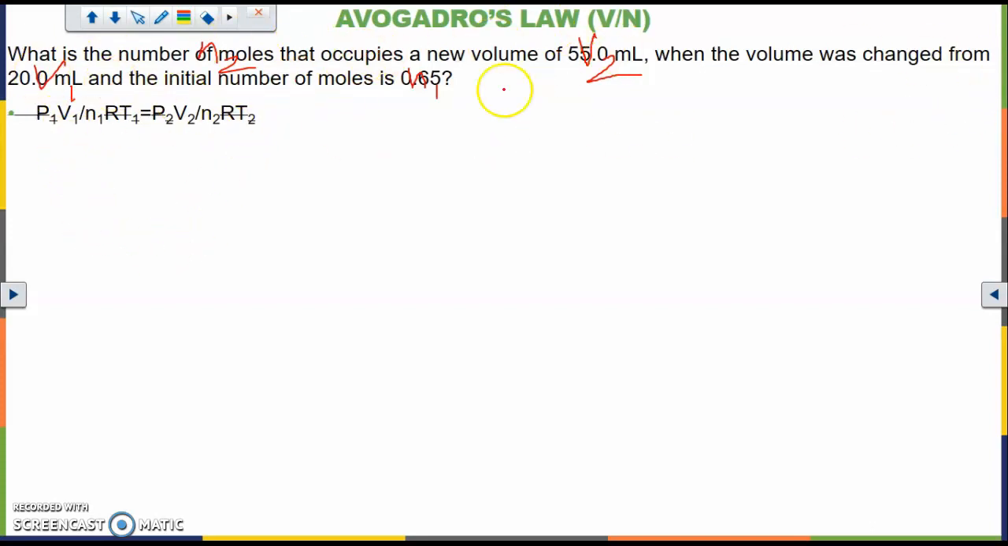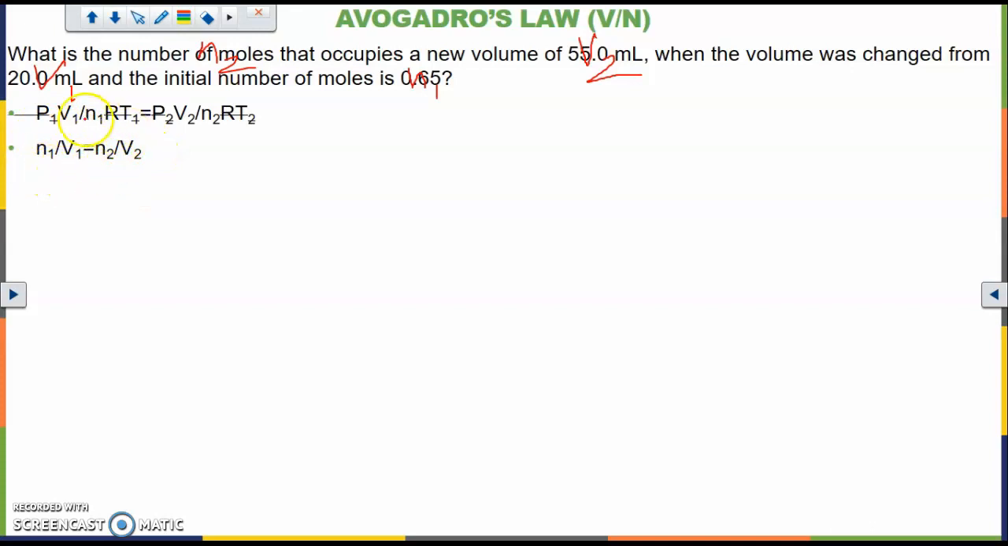Pressure doesn't show up at all, right? Temperature and the gas constant don't show up at all. So we eliminate P, R, and T, which brings us to this equation. Now it's a simplified equation, all right?